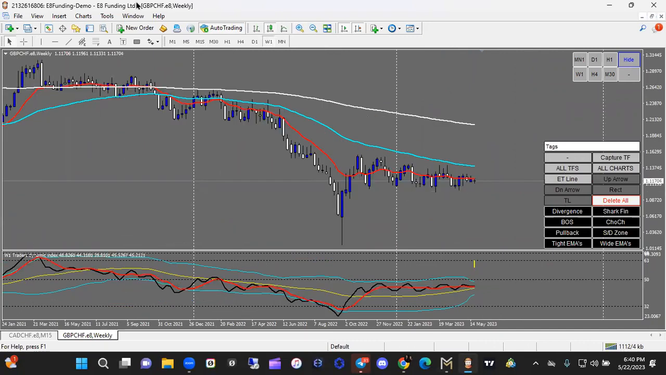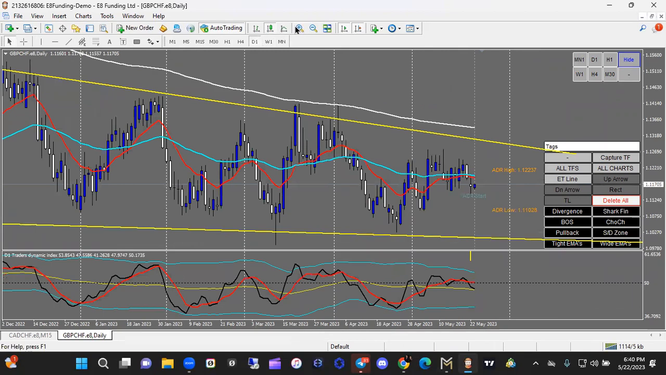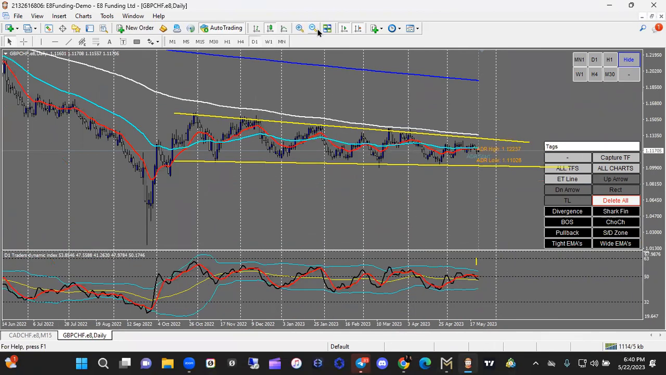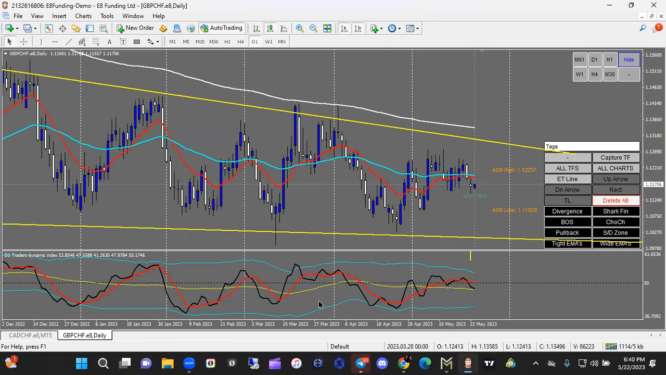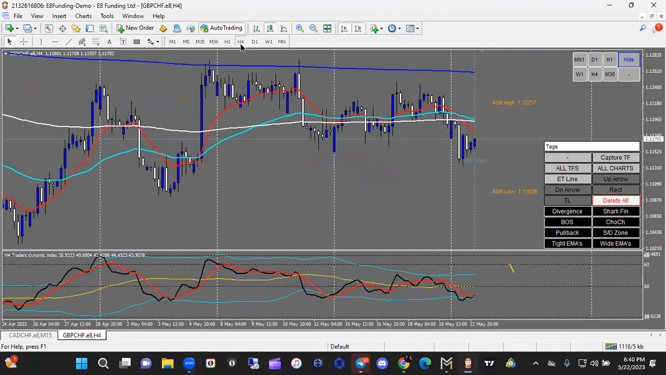Well, this one's consolidating like crazy too. It's in the middle. It's another thing. You got the highs up here and you got the lows down here, but it's in the middle. What's it going to do? Go up or down? 4 hour. Okay, so we have a break of structure right here.